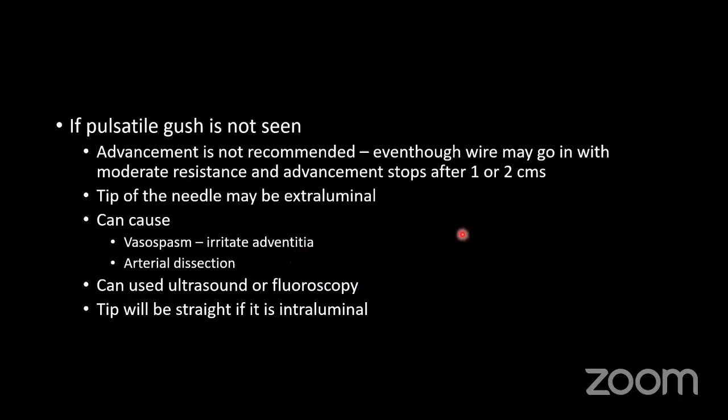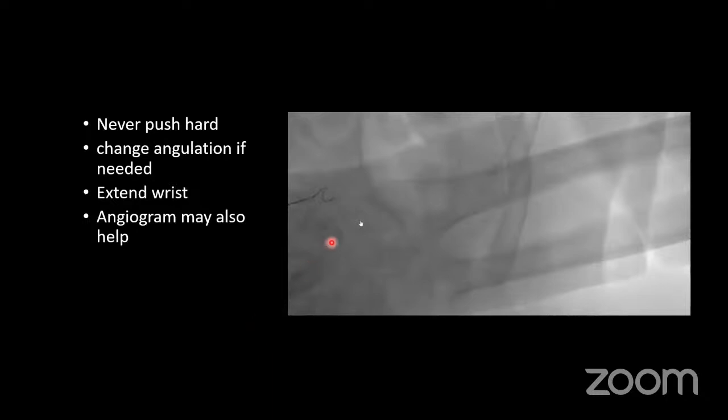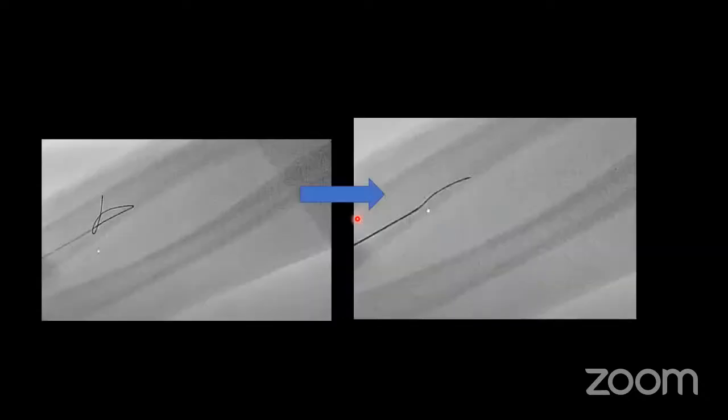And in this case, we can make use of ultrasound, fluoroscopy, etc. And the tip will be straight if it is intraluminal. So if the tip is like this, then always reconsider the situation and never push hard. Try to change the angulation, try to extend the wrist, or take another puncture, or remove the wire, put the needle back in, once again counter puncture, and do the step once again, or take the puncture altogether once again.